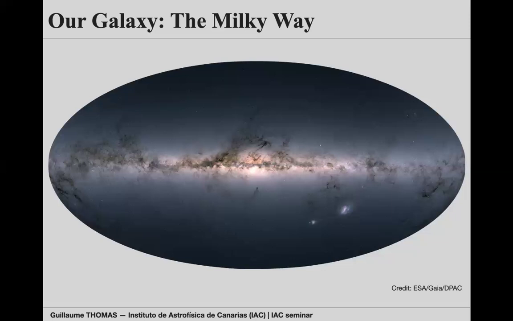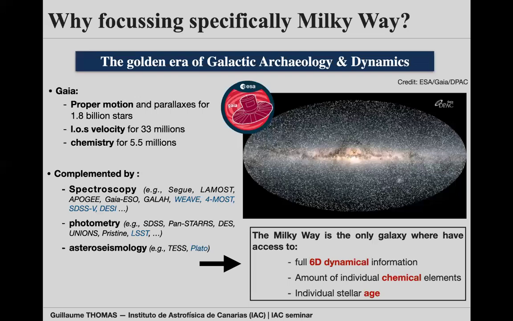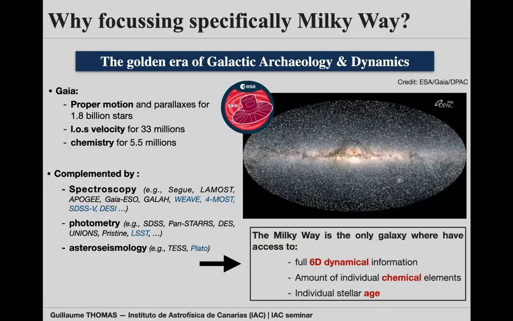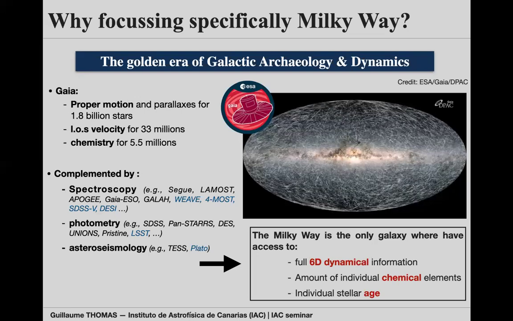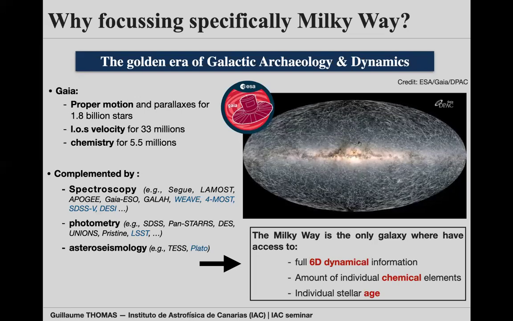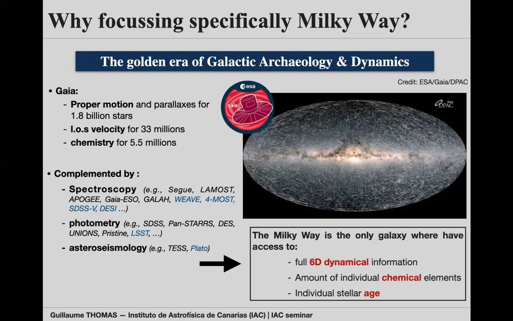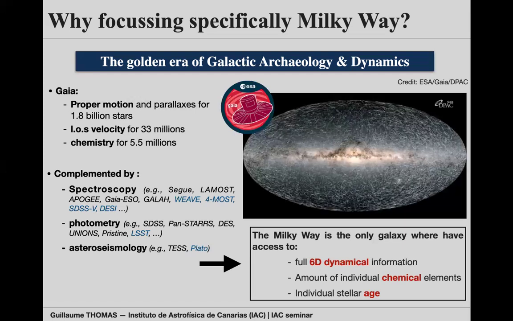So in terms of structure, the Milky Way is usually presented as a disk galaxy, where you see clearly here the disk in the Gaia images with the Magellanic Clouds here. And you can typically decompose it into the disk, the halo, the bulge, and so on. That's the typical view of the Milky Way. And as I was saying, the Milky Way is something specific because we have at the same time dynamical and chemical information that we cannot have for other galaxies for individual stars.